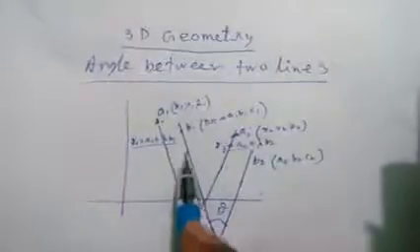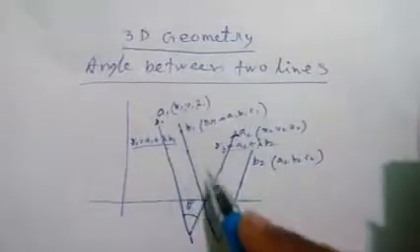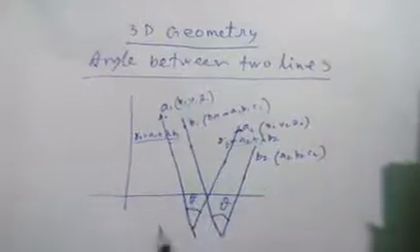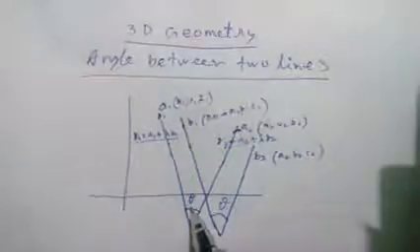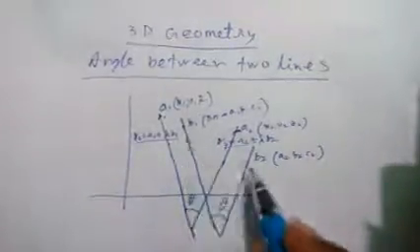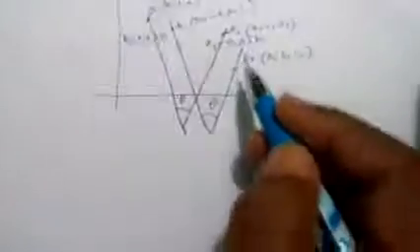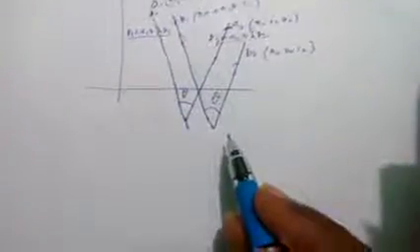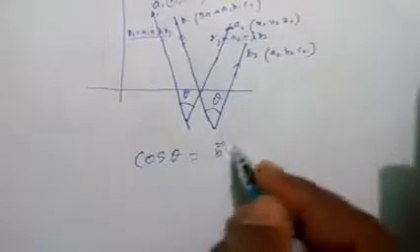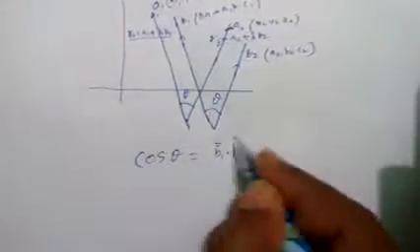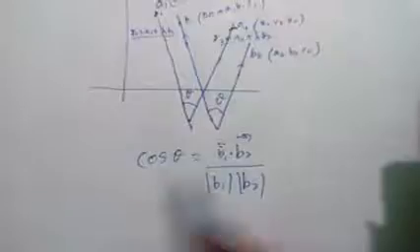So this theta and this theta are the same. Now if I want to calculate this value of theta, what should I take? If I take these two vectors b1 and b2, we know how to find the angle between two vectors. Everybody knows that cos theta is equal to vector b1 dot vector b2 by magnitude of b1 and magnitude of b2. This is the angle theta.